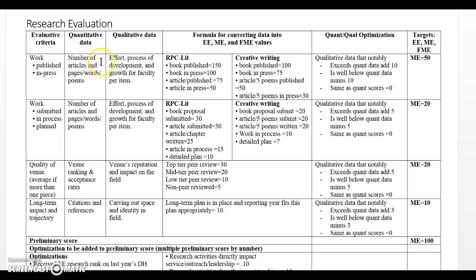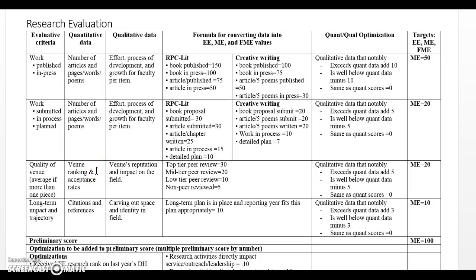So we're all over the place, but the quantitative data means the number of articles and the number of pages and words. And I probably won't get down to pages or words in some of the things if it's a poem, etc. But there is quantitative data in just numbers. There's a number of articles, pages, words, poems submitted. Okay. This is a little clearer.